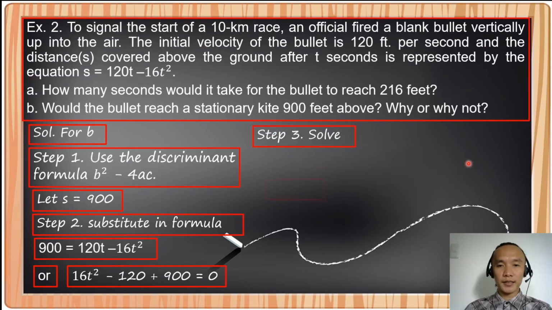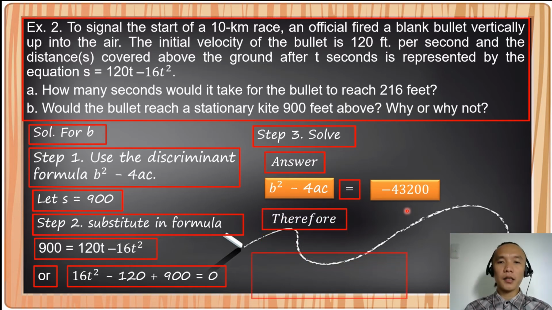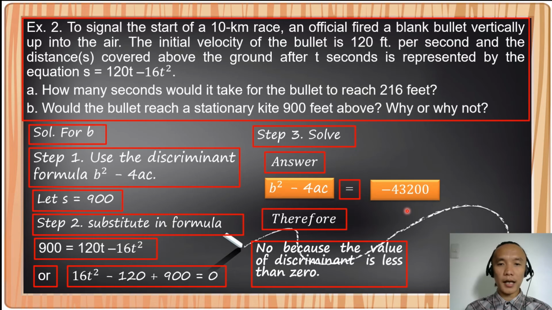Solving that in our discriminant, inputting that in your calculator, you will have negative 43,200. Now, what does this mean? It means that since the discriminant is less than 0, the bullet would not reach the kite at 900 feet above the ground. So that is the meaning of a negative discriminant for example number 2.